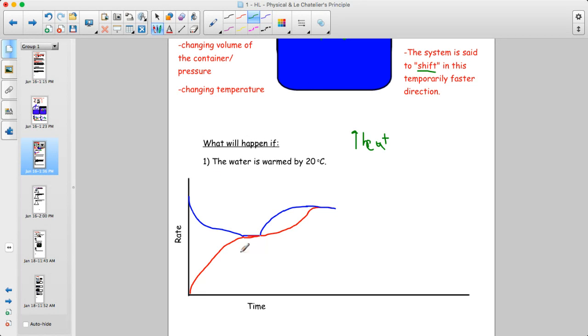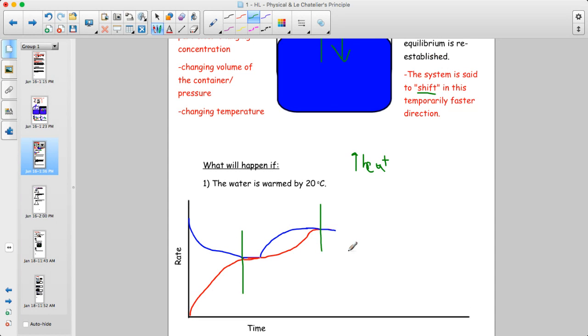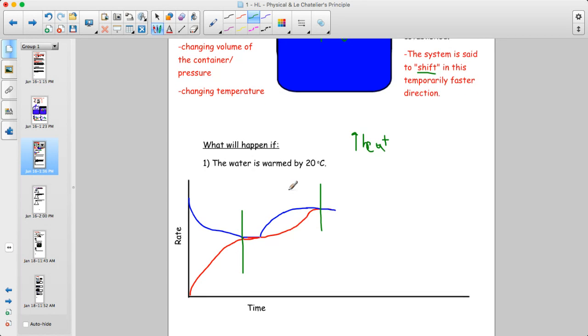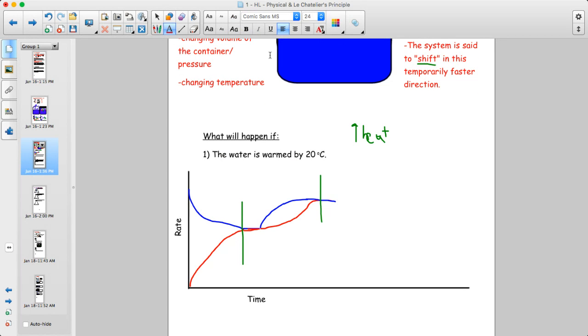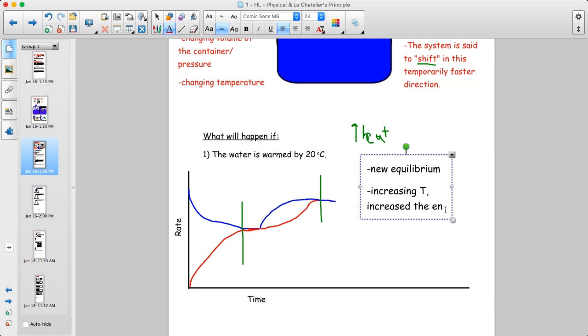So we had equilibrium when the rates first met each other, and then we have a new equilibrium when the rates meet each other again. Notice, though, it's not the same equilibrium as before. In this situation, we'd have a lot more gaseous water because the rate of evaporation was faster for a while. So when you have a stress, then the system tries to reestablish equilibrium, and so you get a new equilibrium. Also notice that by increasing temp, we shifted in the endothermic process.